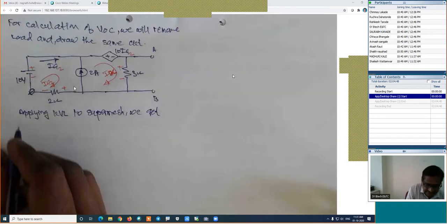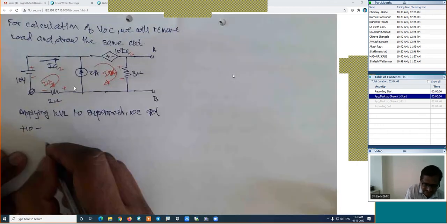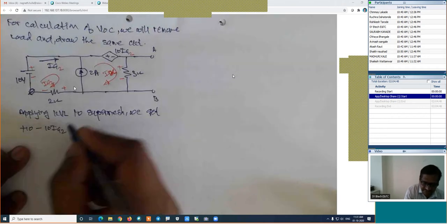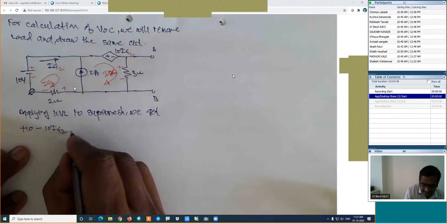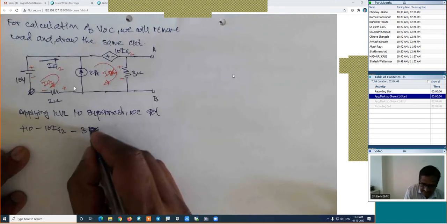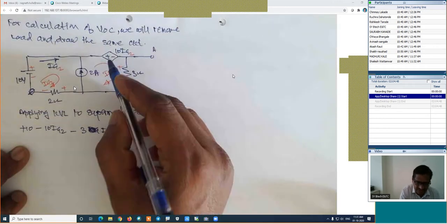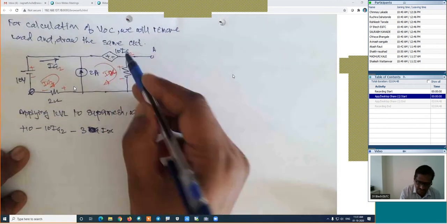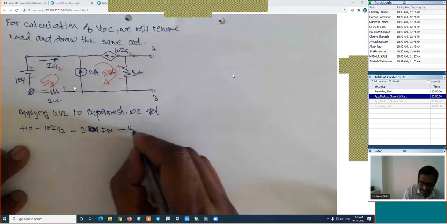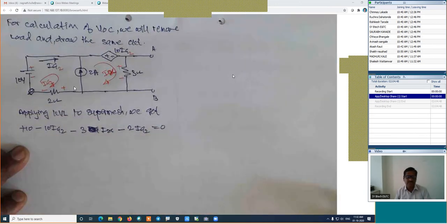Negative to positive, plus 10. Then positive to negative, it is minus 10 into IA2. Then positive to negative, that is minus 3 into IX, because its current is IX. This is source, that's why positive negative 10 into IA2. That's why we are coming back. Positive to negative, that is minus 2 into its current, and its current is IA2, which is equal to 0. This is the application of KVL.